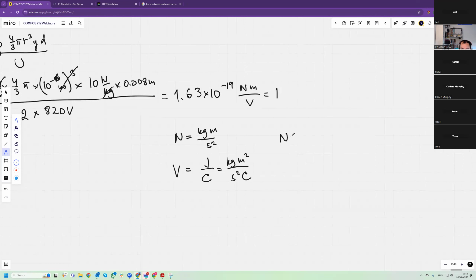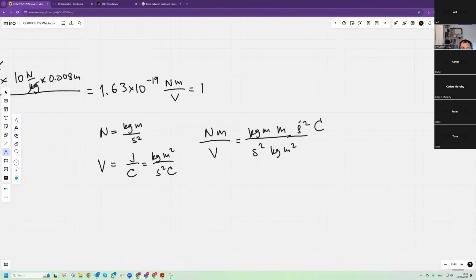So Newton multiplied by meter divided by volt is kilogram meter squared divided by second squared, over volt, which is joule per coulomb. Meter squared cancels, kilogram cancels, second squared cancels, and we're left with coulomb. So Newton meter divided by volt is a coulomb. It's 1.63 times 10 to the minus 19 coulombs, and that's the elementary charge.